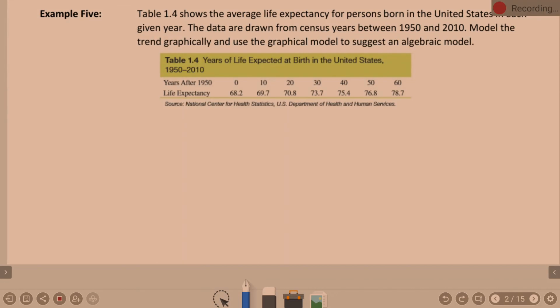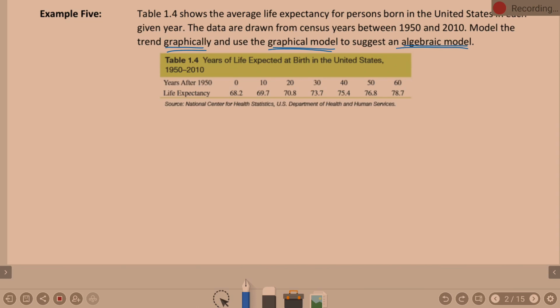Up on example 5. And example 5 follows the same idea as the last problem. Table 1.4 shows us average life expectancy for persons born in the United States in each given year. The data are drawn from census years between 1950 and 2010. Model the trend graphically and use the graphical model to suggest an algebraic model.